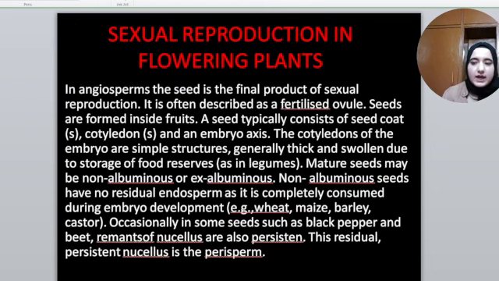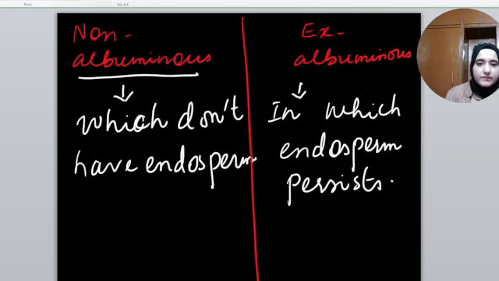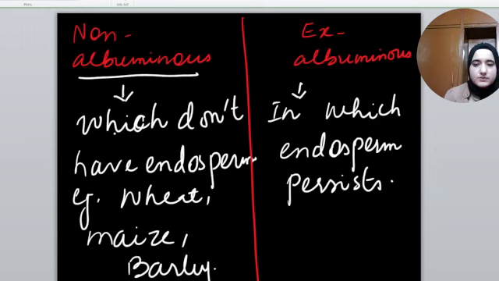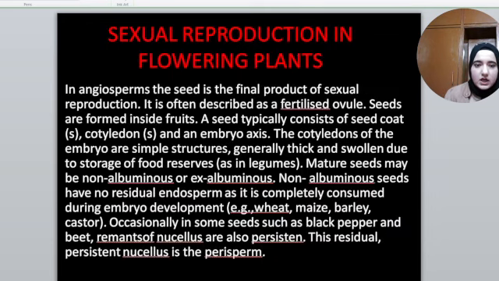We have some examples of non-albuminous seeds in which endosperm is completely consumed. Examples are wheat, maize, barley. I hope this concept of non-albuminous and ex-albuminous is clear, right?